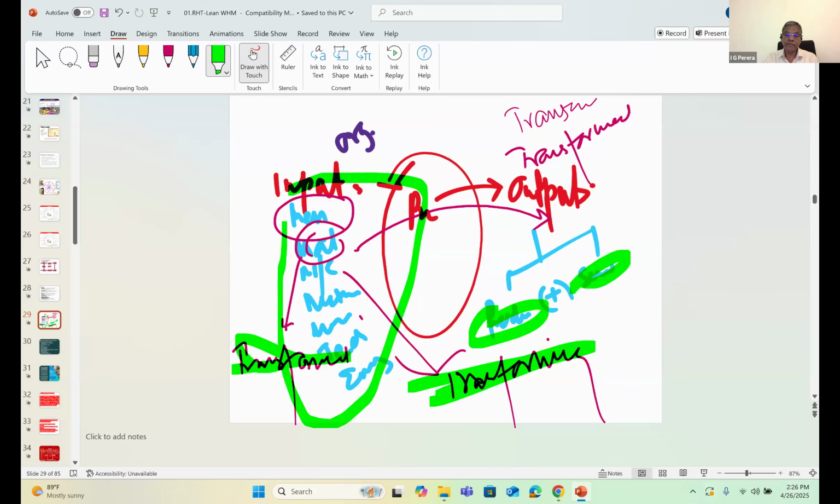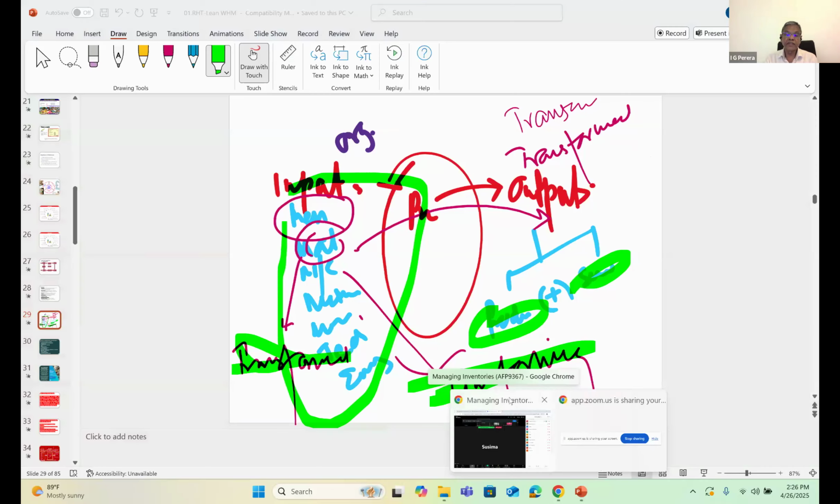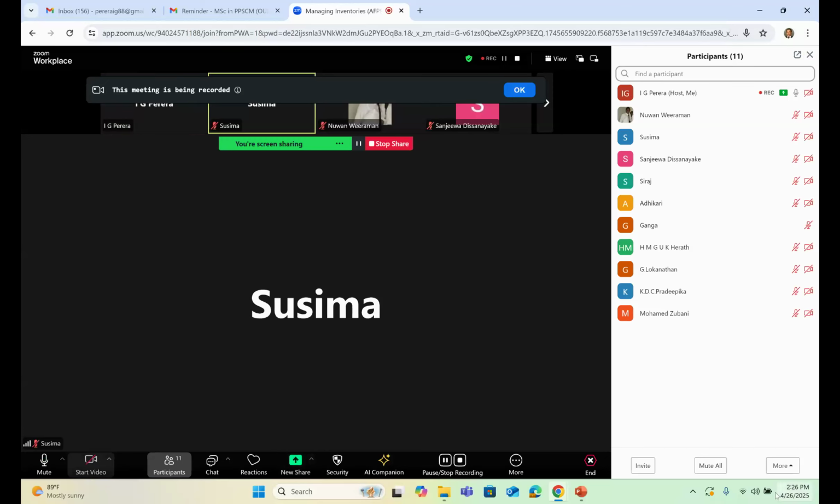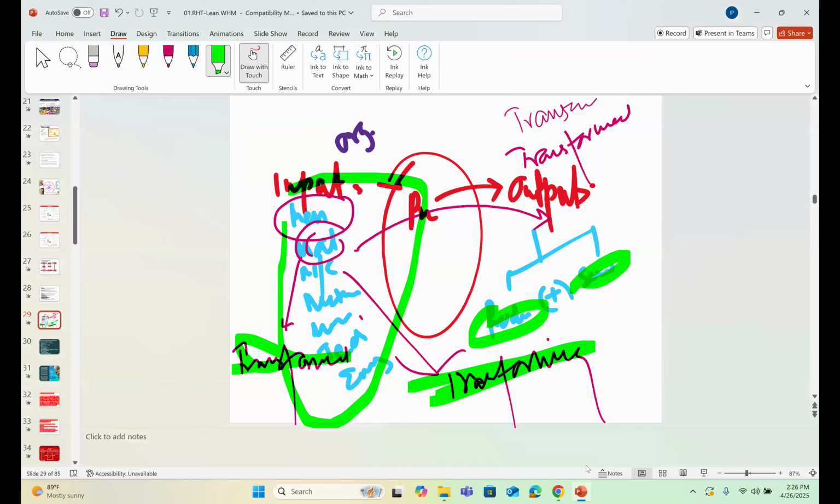Yes, anybody please? Ikmat. So what do you mean by the transformed input in this particular process right now? Is it finished goods? No. Are we engaged with a process right now? Yes, are we engaged with the process right now?